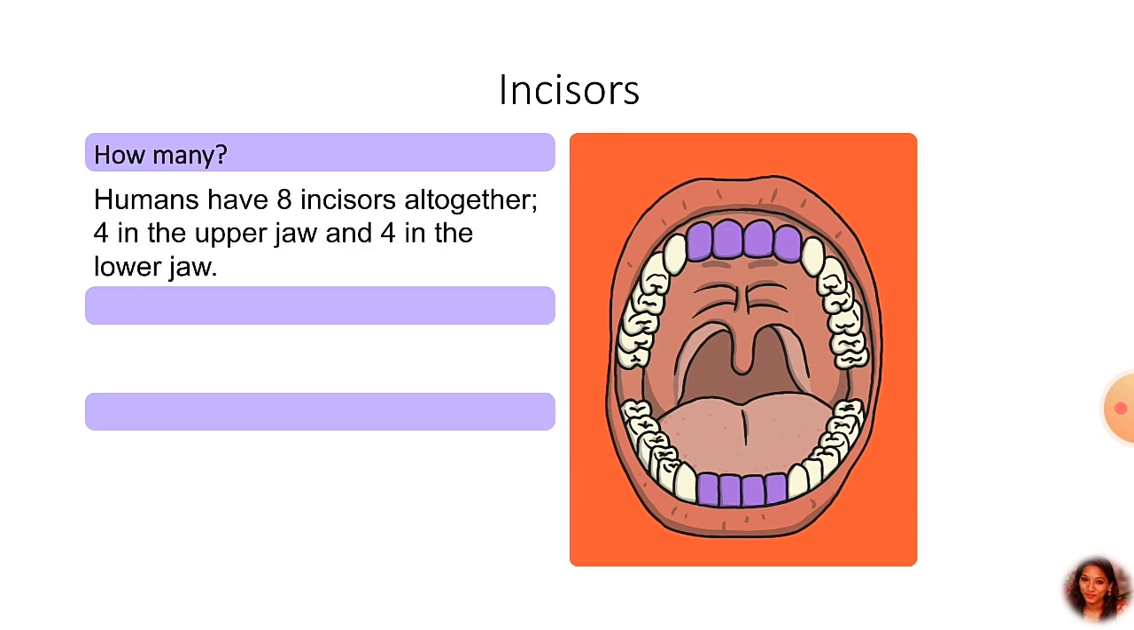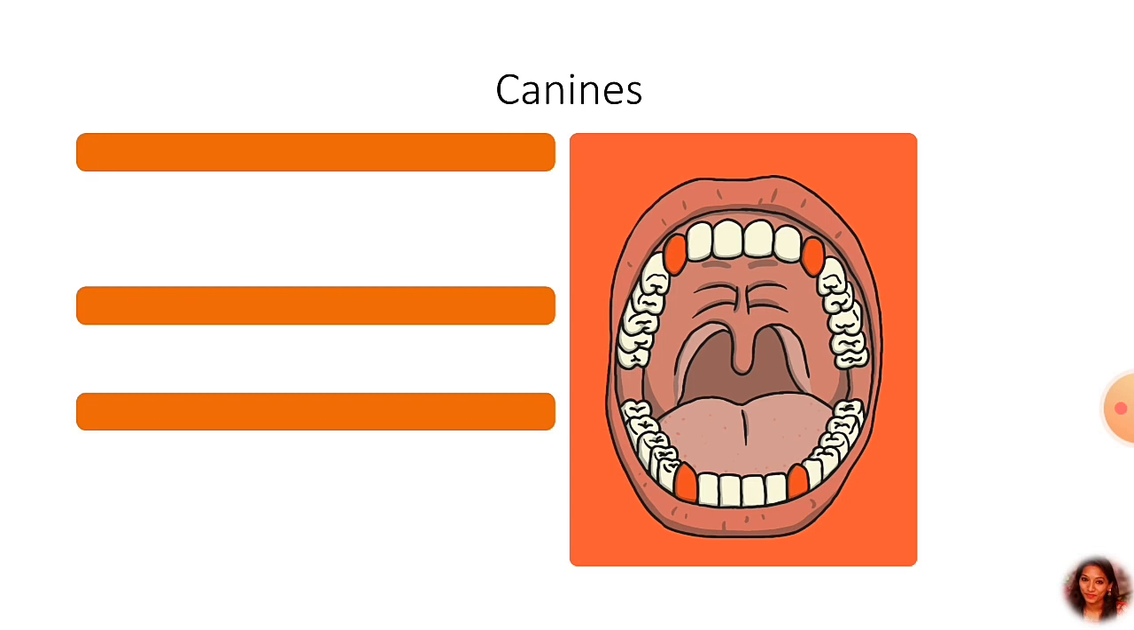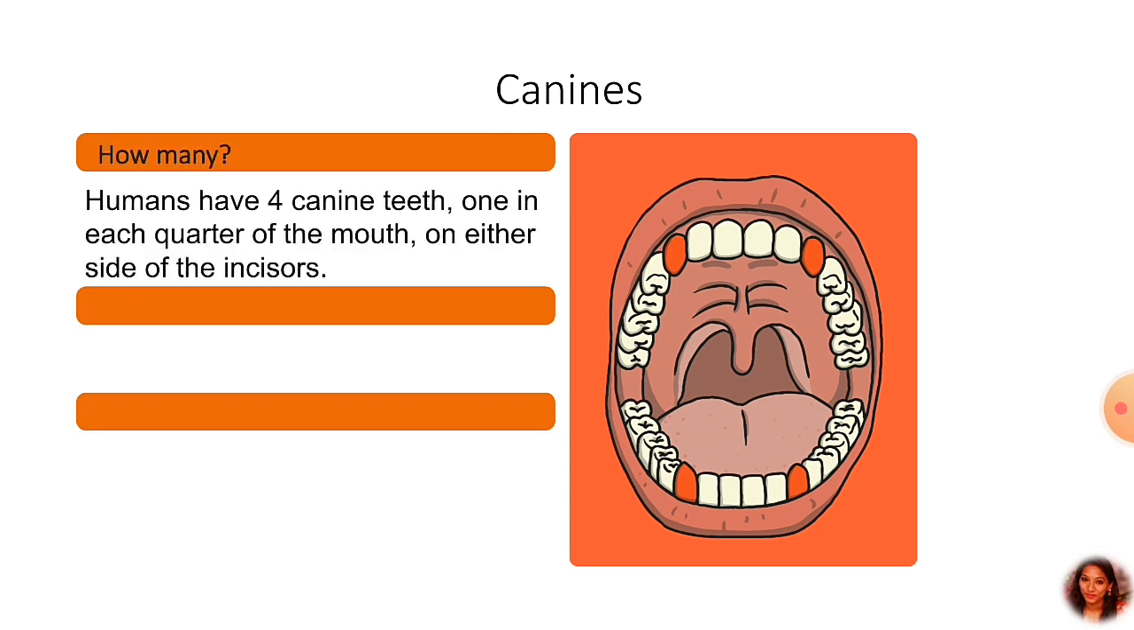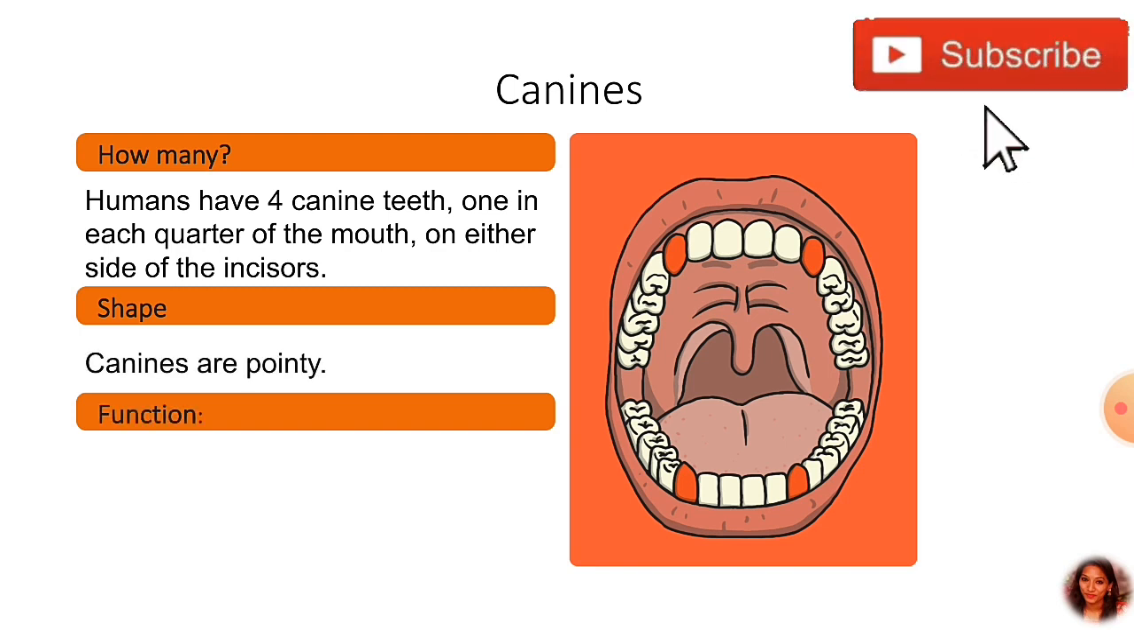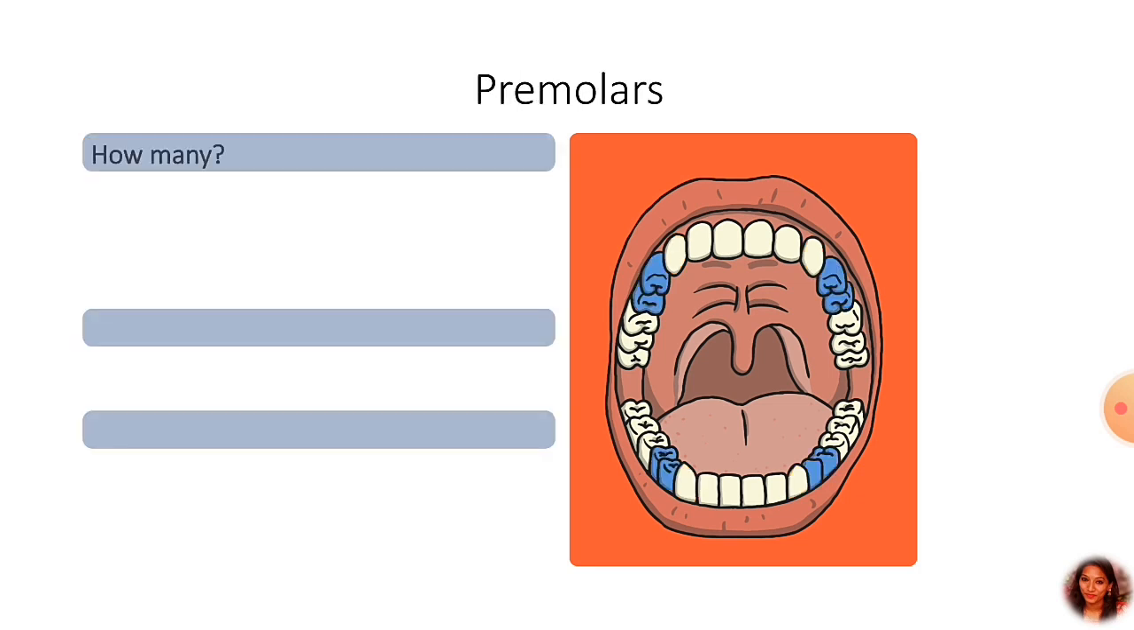First, that is the incisor. In humans, there are 8 in number together, 4 in the upper jaw and 4 in the lower jaw. About the shape, they are shovel shaped structures, and about the function, they are used for biting and cutting the food. Now come the canines. They are 4 in number, 1 in each quarter of the mouth on either side of the incisors. So in total they are 4 in number as in the figure. The shape is generally pointed and sharp, and the function is tearing and ripping the food.